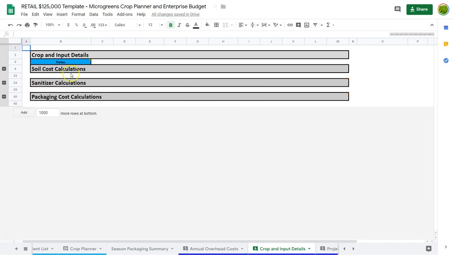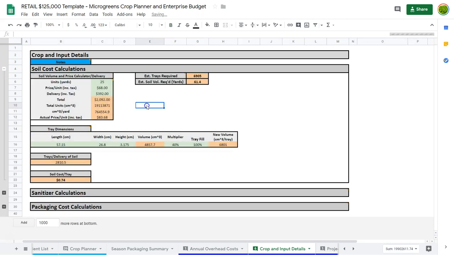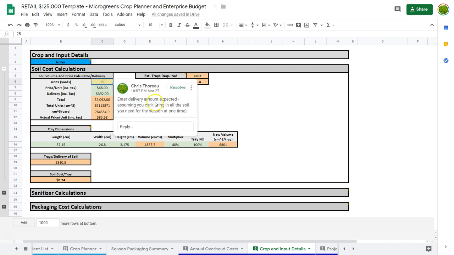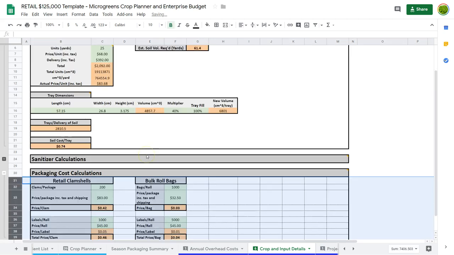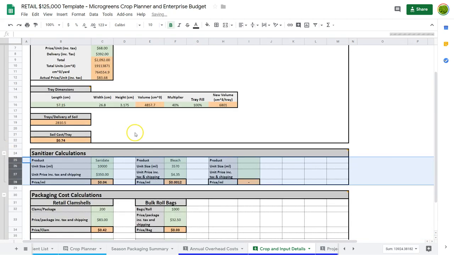We've already done our seed calculations earlier. Soil, sanitizer, and packaging are three other costs that we have. This is just breaking this down on a per tray basis again, based on figures that you have to input, because soil and sanitizer and packaging are going to cost different prices in different areas. So you need to do those calculations yourself for the soil and packaging that you're using. This breaks all that down here and feeds other areas of the spreadsheet as well.